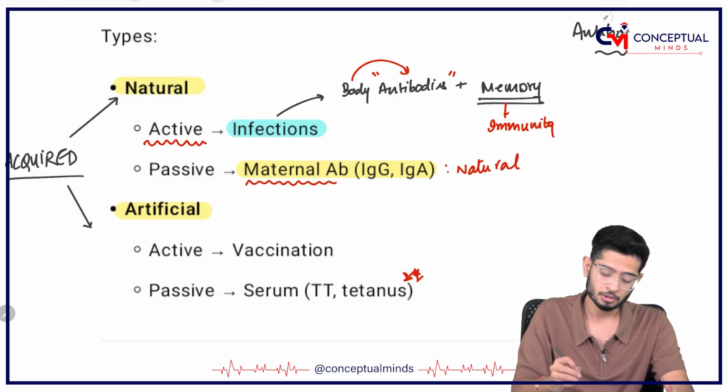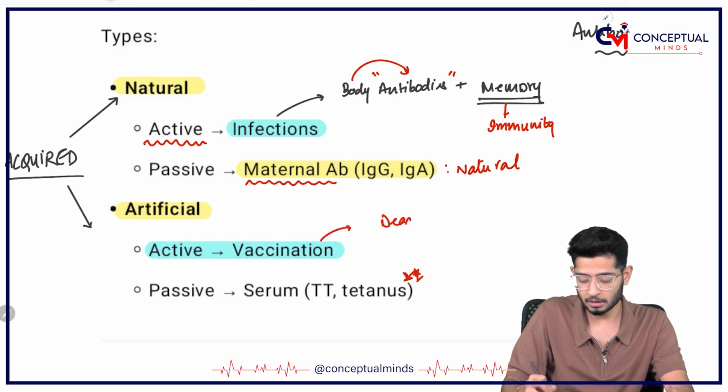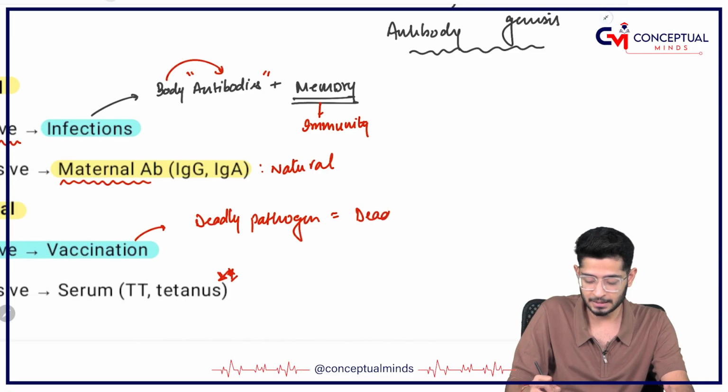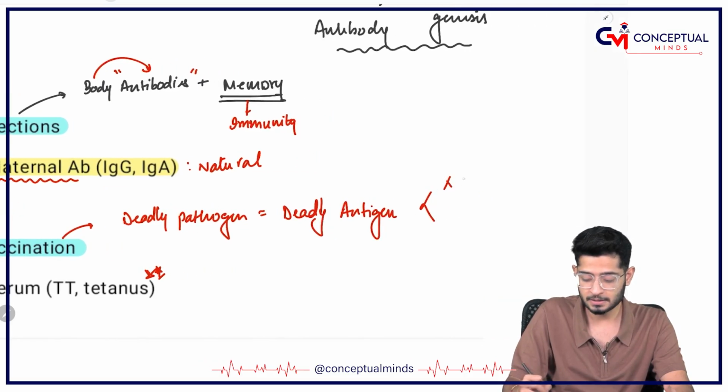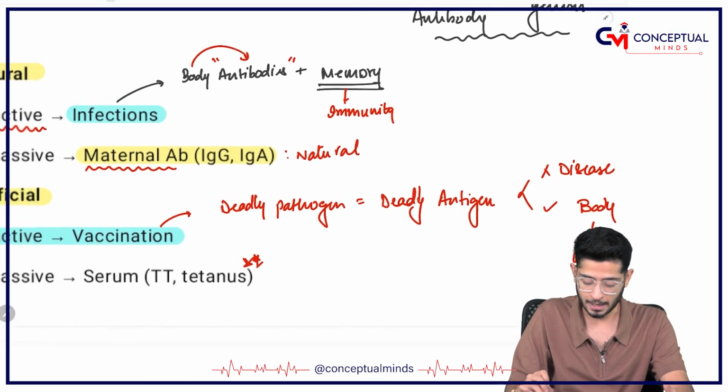Okay, coming on to artificial. Actively, you vaccinate. So what do you do in vaccination? You just give a deadly pathogen. The deadly pathogen is a deadly antigen. That means, can it cause the disease? No, it can't cause the disease, but yes, it will cause the body to form the antibodies.